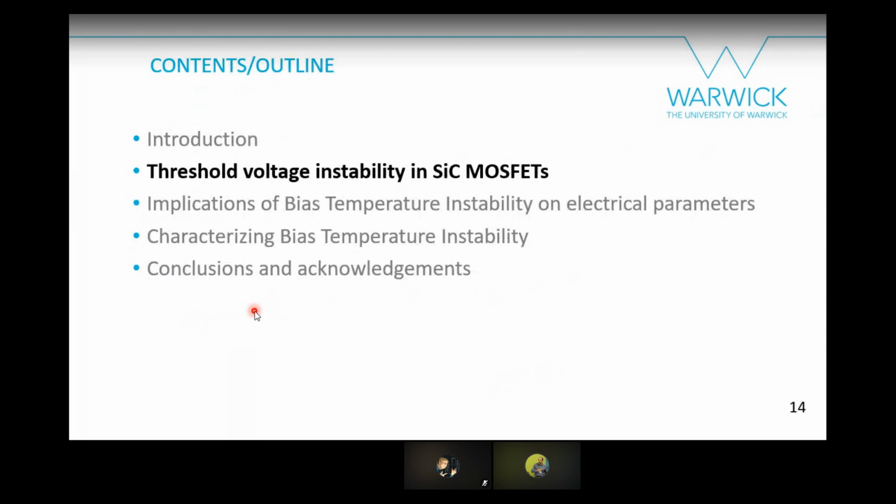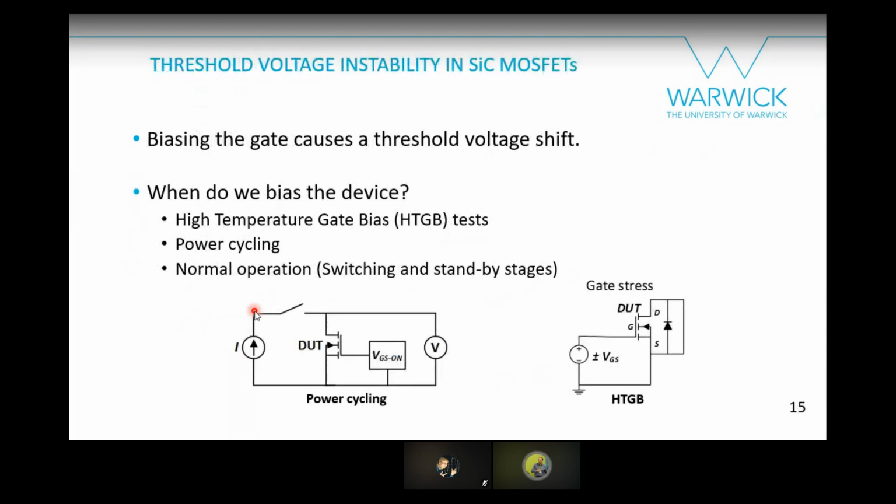So let's go now with the threshold voltage instability in silicon carbide MOSFETs section. Bias in the gate causes a threshold voltage shift. And when do we bias the device? So you bias the device when you are doing high temperature gate bias tests for qualification. So like this, you just apply a gate voltage to the gate for a long time, 1,000 hours. So that's going to change the threshold voltage of the device, and you have to capture that properly.